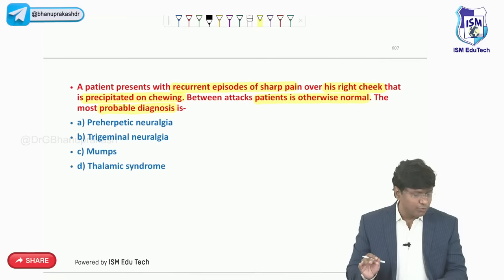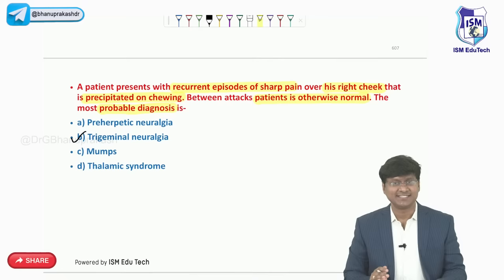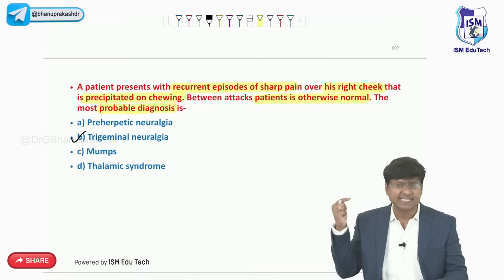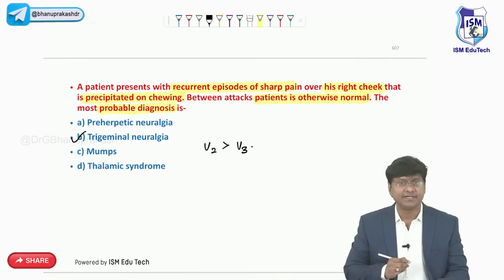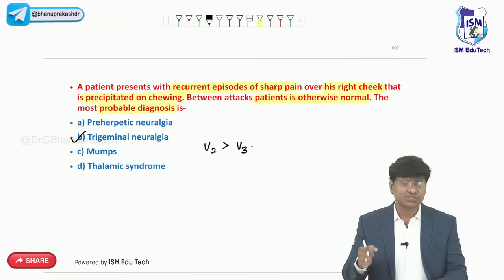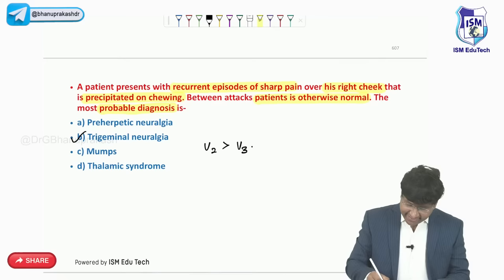Right. So that will be your trigeminal neuralgia. So what will be the clinical features in patients with trigeminal neuralgia? The individual will have intensely sharp stabbing pain, and that will be in the distribution of the trigeminal nerve. Which particular distribution is it more common in? It is more common in the distribution of V2 rather than V3. That is your ophthalmic, maxillary, mandibular. So in the maxillary division, the pain is more severe compared to the mandibular or ophthalmic division.